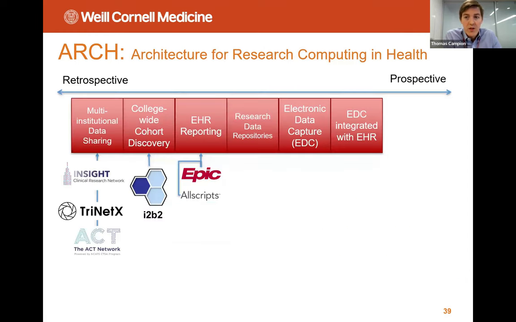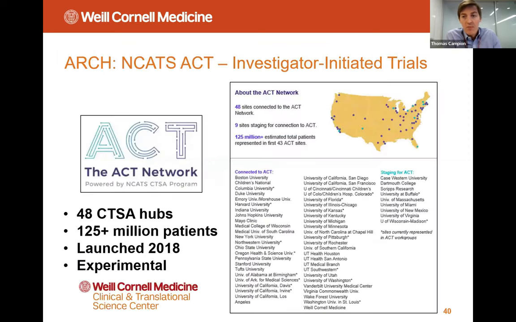We've also pursued, through the NIH, the ACT network, the accrual to clinical trials network, to help grow investigator-initiated trials. And what this does is connect all of the different i2b2 implementations from across the country through a network called SHRINE. This has been going on for about 5 years, still in the experimental phase.